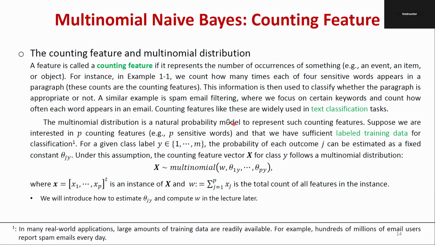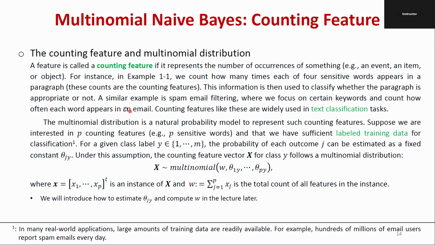Now let's have a look at the counting feature. A feature is called a counting feature if it represents the number of occurrences of something. This something can be, for example, an event, an item, or an object. For example, in the very first example, remember the email sensitive words, we count how many times each of the 4 sensitive words appears in a paragraph. These counts are the counting features. And this counting feature info is going to be used to classify whether the paragraph is appropriate or not.